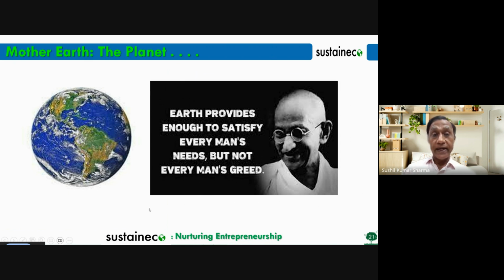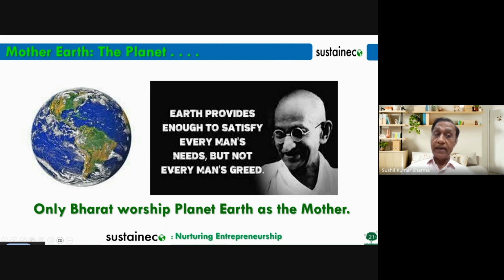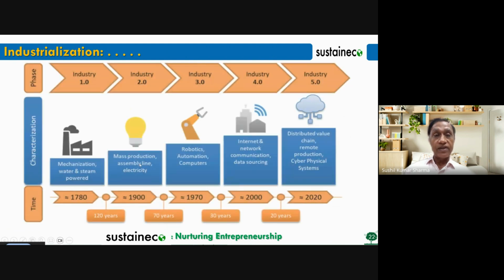In fact, industrialization made mankind greedy. We Bharatvasi, only Bharat, worship planet Earth as Mother Earth. We are the unique nation who have been and are still worshipping Mother Earth. Industrialization began in the year 1780. Right now we are in a transition phase from industry 4 to industry 5. Industry 1 lasted for 120 years, between 1780 and 1900.